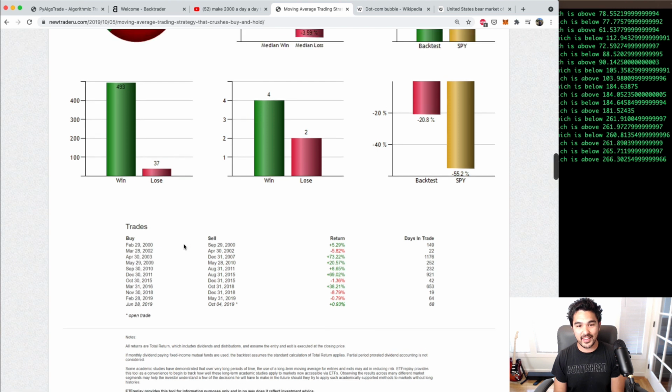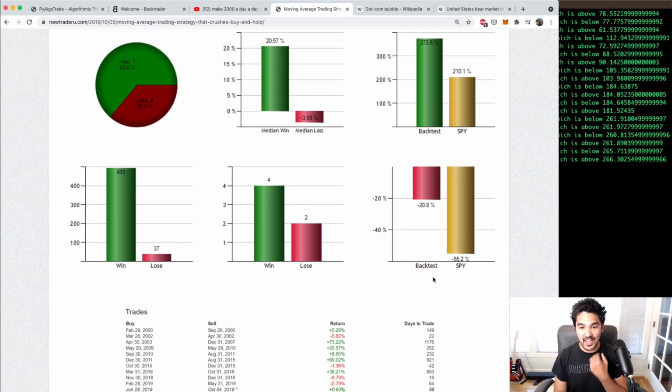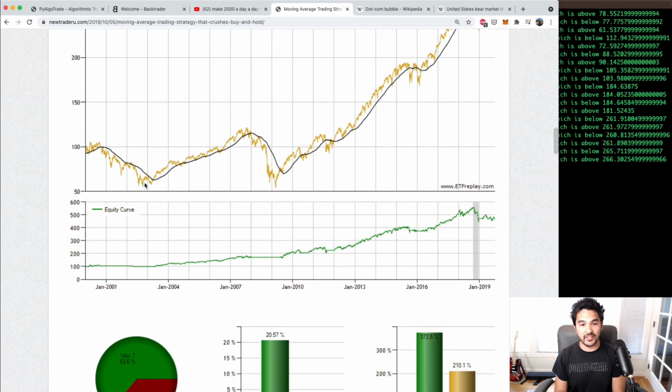And what's cool about this is it is able to ride some very long-term trends. And so if you look, there was a trade here from April of 2003, pretty much the bottom of the dot-com crash, all the way until December 31st, 2007. So you got this 70% return here. You were in the trade over 1,100 days. So you paid long-term capital gains tax, you got dividends over the course of several years, and you rode this entire trend here, and you got out whenever the S&P 500 closed below the 200-day moving average.